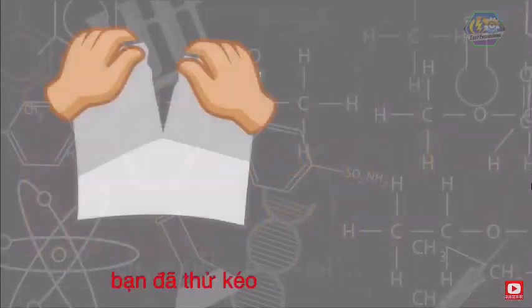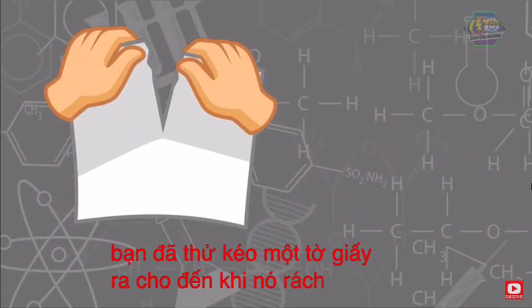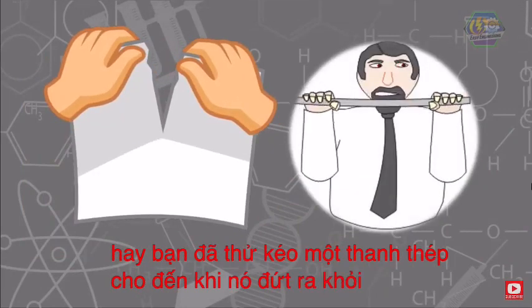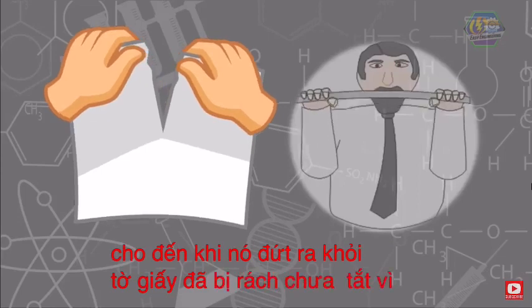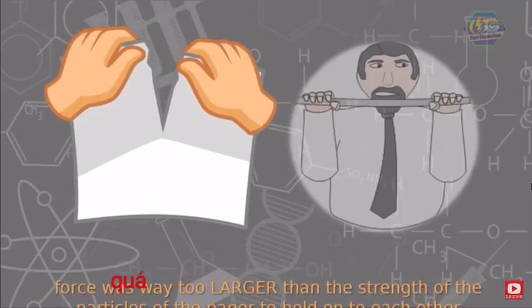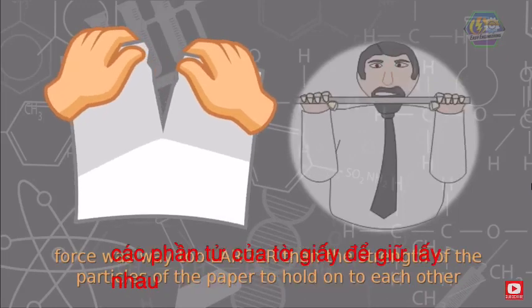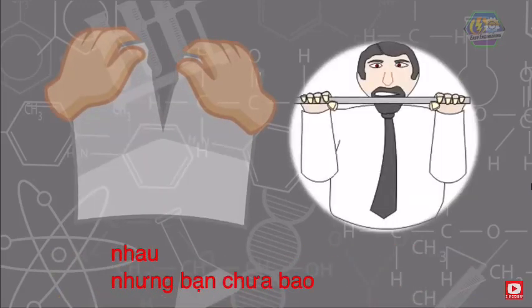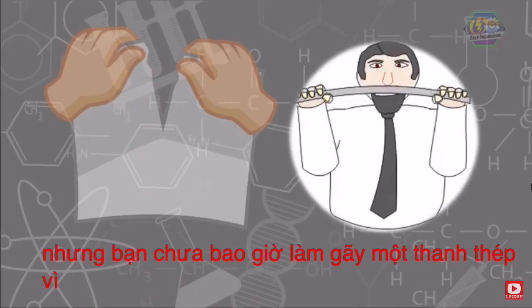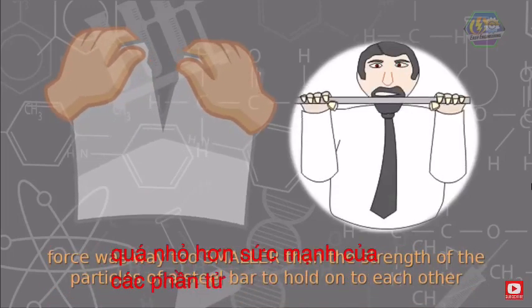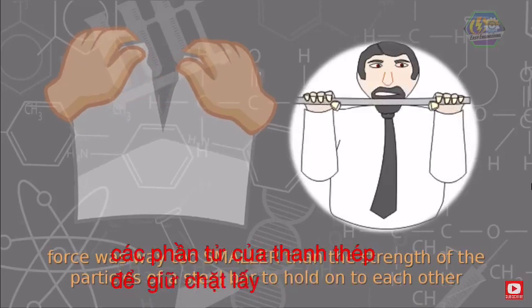Have you tried pulling a piece of paper apart until it tears off? Or have you tried pulling a steel bar until it breaks off? The paper was torn off because your force was way too large compared to the strength of the particles of the paper to hold on to each other. But you did not ever break a steel bar because your force was way too small compared to the strength of the particles of a steel bar to hold on to each other.